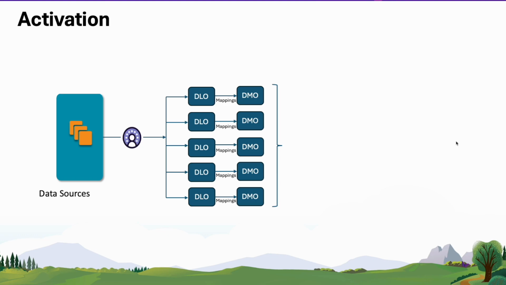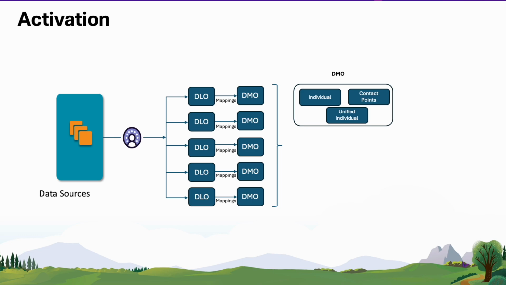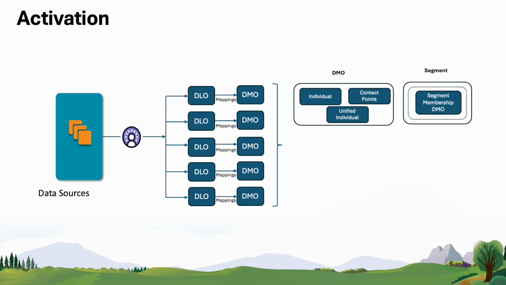Activation. For whatever data was generated as part of the segmentation, we will be able to send that data to an external platform or an activation platform using activation. The activation process utilizes the data that is available in the DMOs. The objects can be individual attributes or contact point attributes, unified individual attributes, and segment membership data.